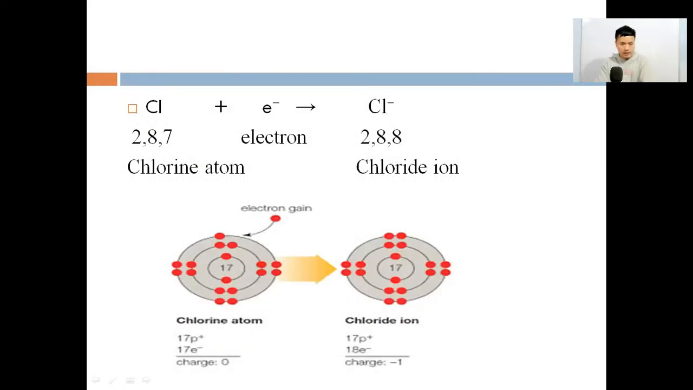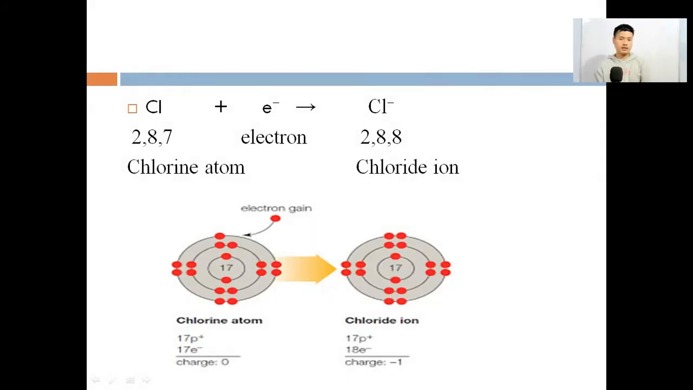Here we can see that first we have a chlorine atom, with electronic configuration 2, 8, 7. When it gains 1 electron, it becomes negatively charged. The outermost shell now has 8 electrons. That means it is now stable.